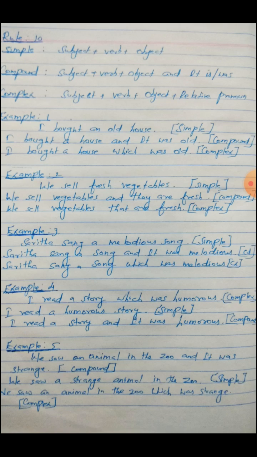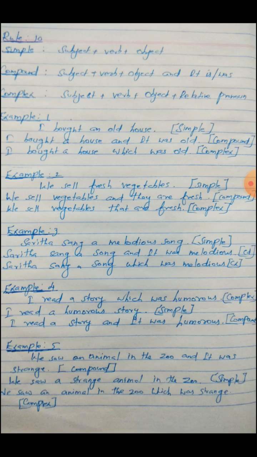Have you understood? We sell vegetables and they are fresh. Because vegetables is plural, so only we have written are. We sell vegetables that are fresh. Complex sentence. We have to write either which or that. Both we can write in a complex sentence. We sell vegetables that are fresh.